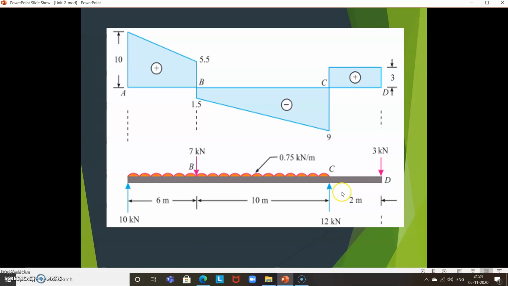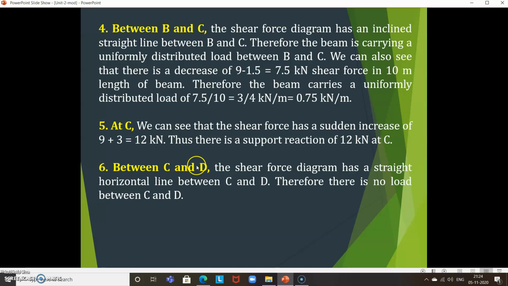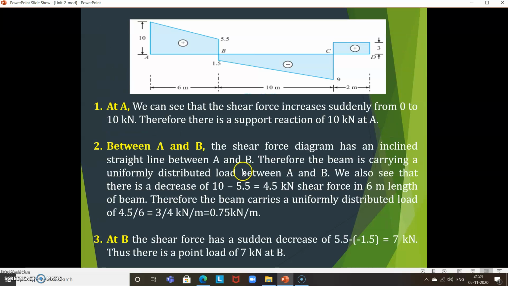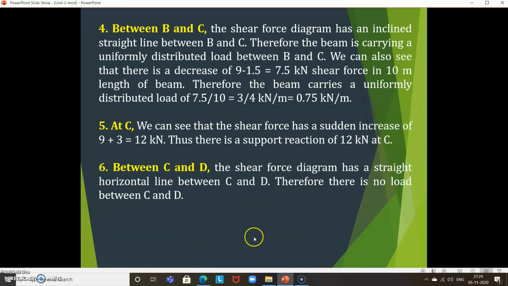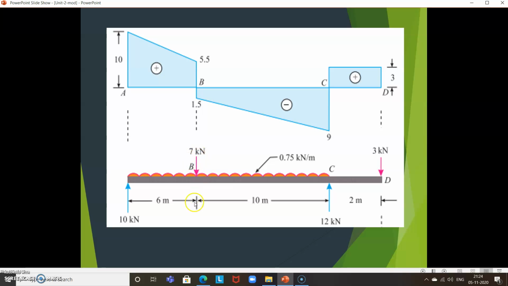Now we will draw the diagram. So this is the shear force diagram. From the shear force diagram, you have to draw the loading diagram. At A, there is a 10 kilonewton load, and between A and B, there is a UDL of 0.75 kilonewton per meter for a length of 6 meter. Then at B, there is a point load of 7 kilonewton.